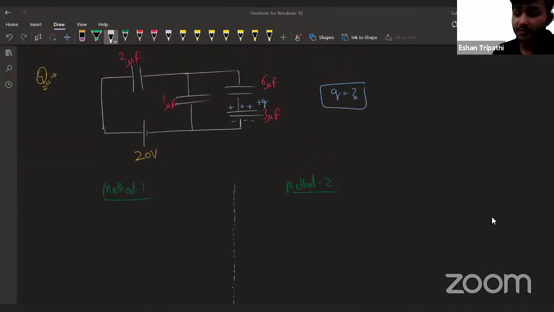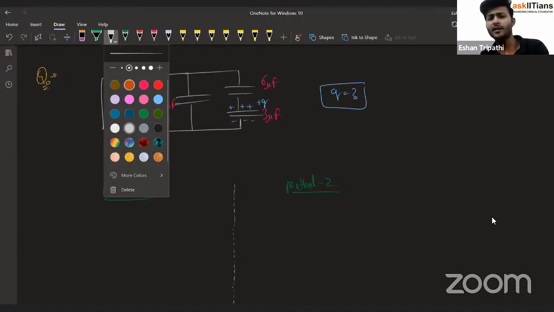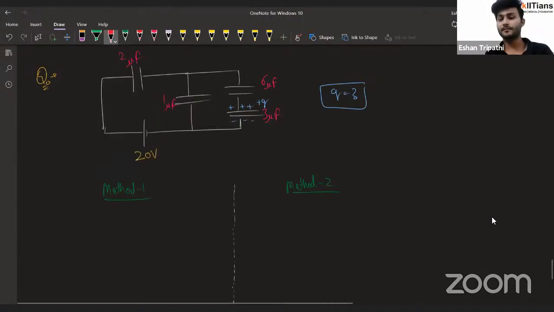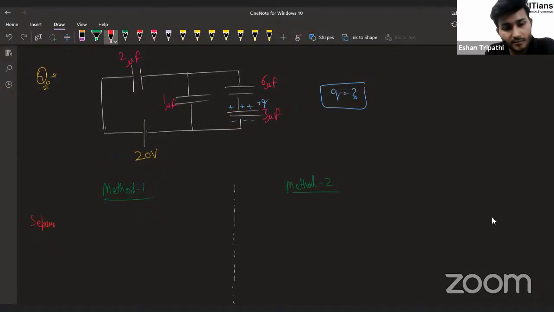Even this question has two methods of solving. If you guys have already got the answer through the first one, you can try the other one also. The first method is separation of charge in direct ratio of capacitances. If you remember, for resistors, the rule was separation of current in inverse ratio of resistances. For capacitance, the rule is opposite.